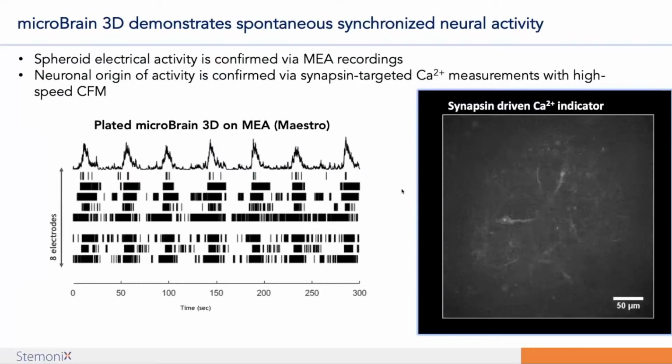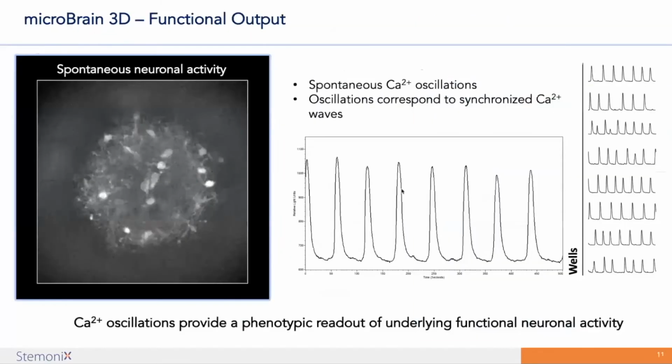The MEA is a little lower throughput than we would like, so we turn to a higher throughput system, and that is the flipper. So this again is the image that Carol showed earlier. The spheroids are incubated with a calcium fluorophore, this time in the bath, not just synapsin driven. And the modulation of neuronal activity is then visualized by the flashes of calcium fluorescence that can be visualized on the flipper readout by this oscillatory synchronous activity.